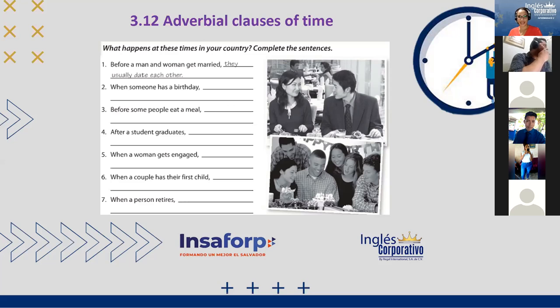Poor hen. Okay. Now, number seven. When a person retires? Me. Okay. When a person retires, they need to focus on something else to keep busy. To keep busy. Yeah, to keep their mind busy. That's very important. Very good.